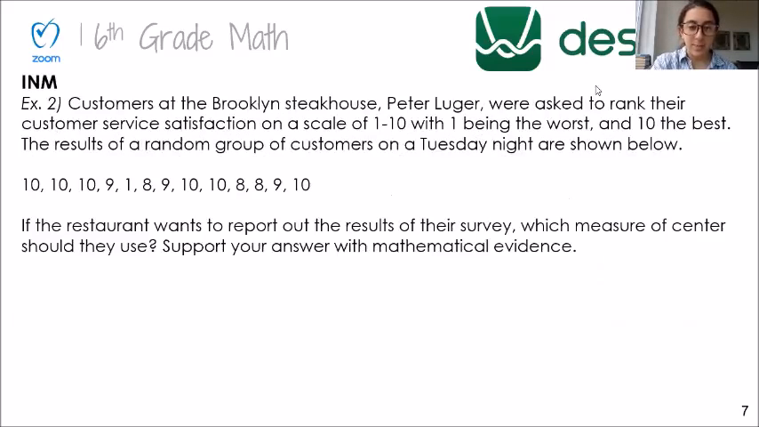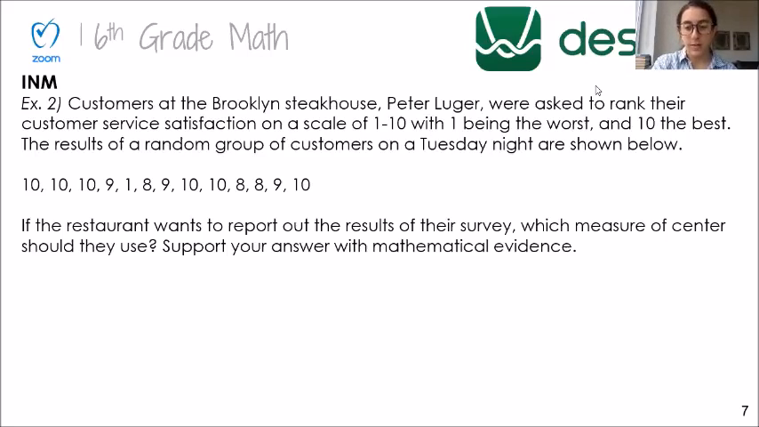This says customers at the Brooklyn Steakhouse, Peter Luger, were asked to rank their customer service satisfaction on a scale of 1 to 10, with 1 being the worst and 10 the best. The results of a random group of customers on a Tuesday night are shown below. And there we can see our data set. If the restaurant wants to report out the results of their survey, which measure of center should they use? Support your answer with mathematical evidence.